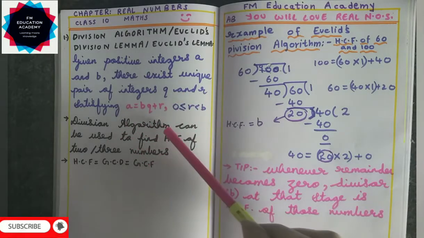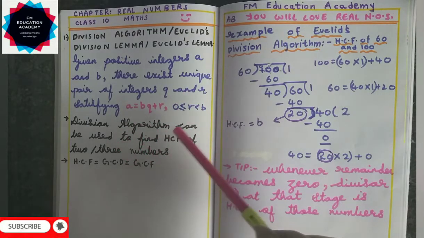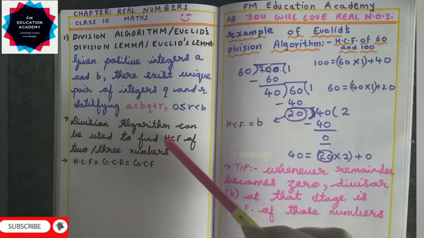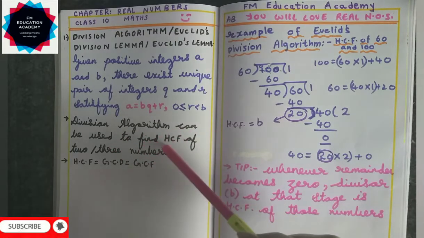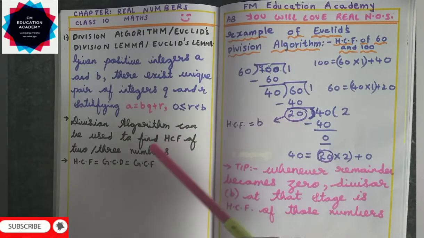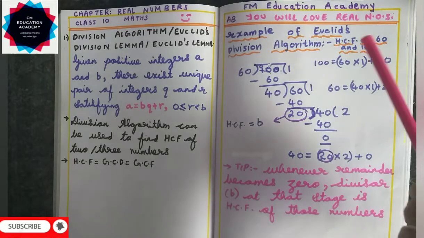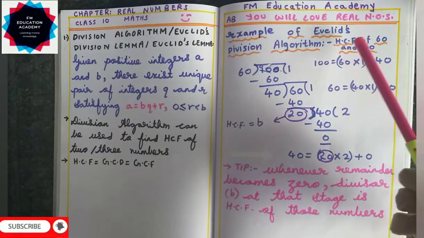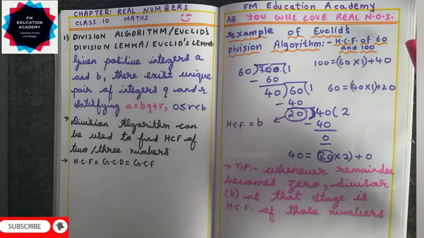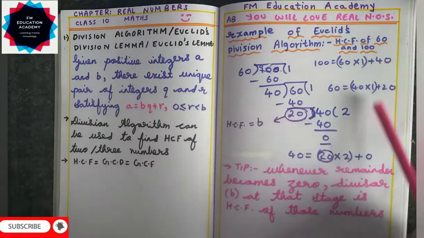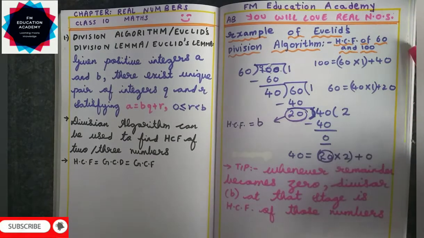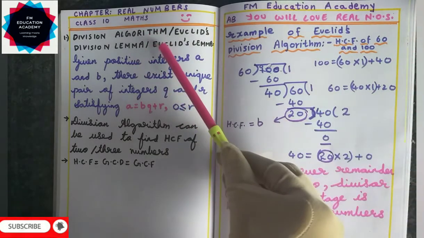Now what is the use of this division algorithm? This division algorithm can be used to find HCF of 2 or 3 numbers. Now this HCF is also called GCD or GCF, that is greatest common divisor or greatest common factor. Let us solve an example of Euclid's division algorithm. For example, in the question it asks us to find the HCF of 60 and 100. So how to find the HCF of 60 and 100 by Euclid's algorithm?